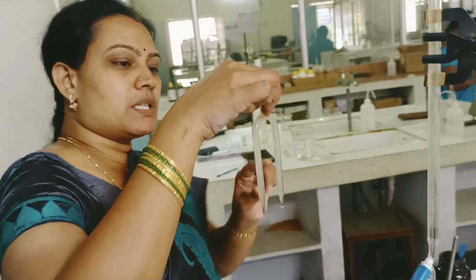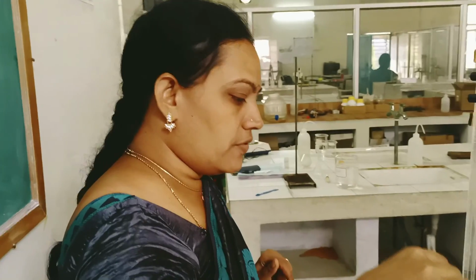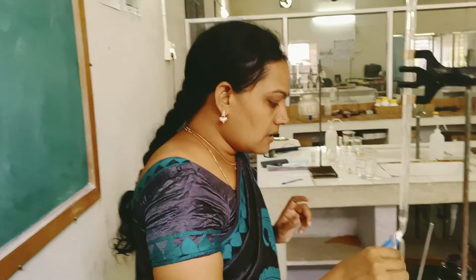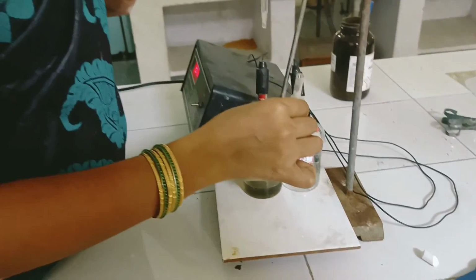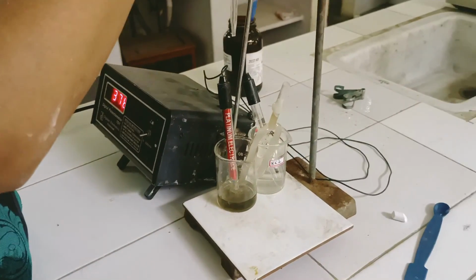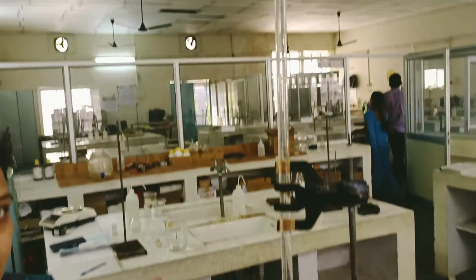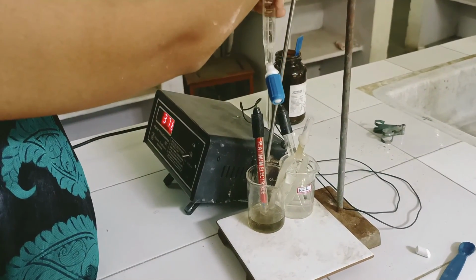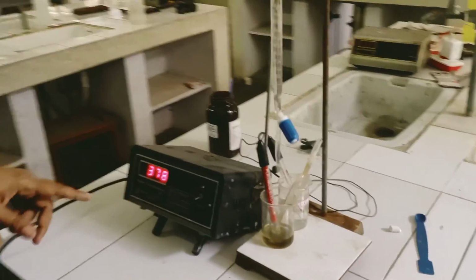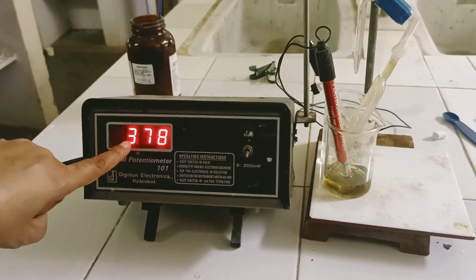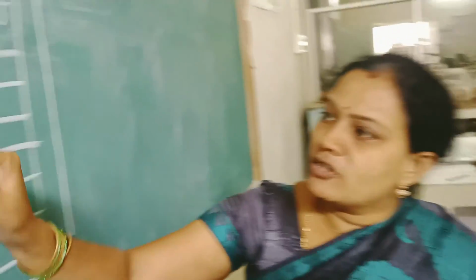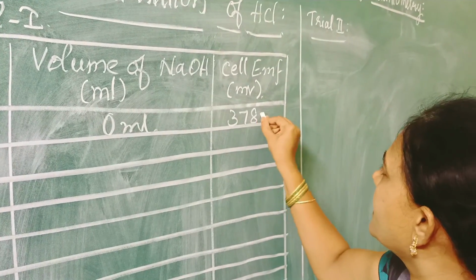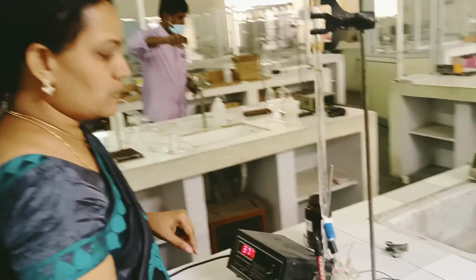You can see the U-shaped glass tube, filled with agar-agar and KCl along with ammonium nitrate. So this is placed over here, and then I have the burette which is filled with sodium hydroxide. Now I perform the acid-base titration to find out the endpoint of the reaction. This is the whole setup. When I check the potentiometer, I find the initial reading to be 378. Let me note it in my tabular column with 0 ml. It is 378 millivolts.